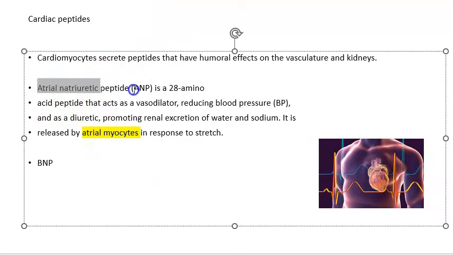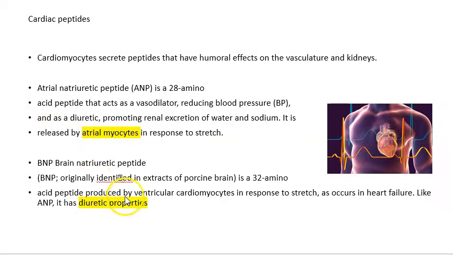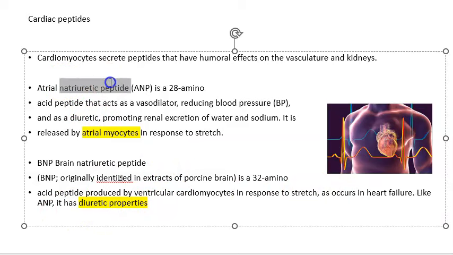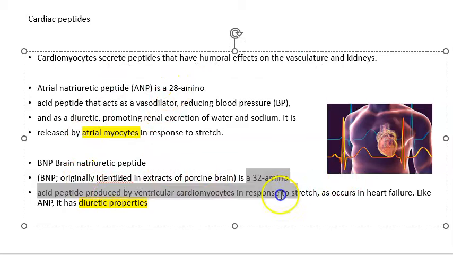So you have ANP, that is atrial natriuretic peptide, which comes from the atrial myocytes, and BNP, which is brain natriuretic peptide, which actually comes from the ventricles. I think it is from the left ventricle mainly they are saying. So both of these have diuretic properties. So that is the name. Just know that this is a 32 amino acid peptide, the brain natriuretic peptide.